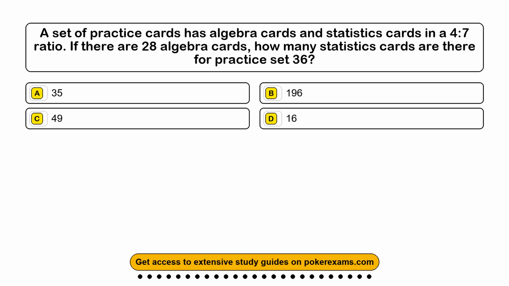Question 4. A set of practice cards has algebra cards and statistics cards in a 4:7 ratio. If there are 28 algebra cards, how many statistics cards are there for practice set 36? Option A 35. Option B 196. Option C 49. Option D 16.